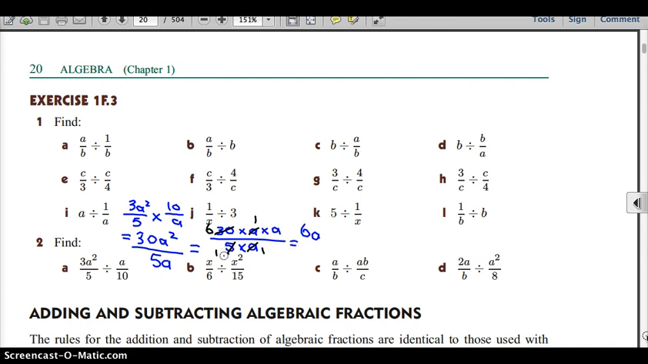And 1 multiplied by 1 is 1. Anything over 1 is 6a. Okay? So it's the same process, just a bit more difficult and a bit more drawn out. Okay, mate? Is that alright?